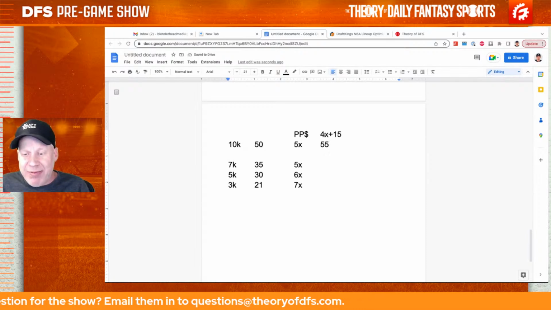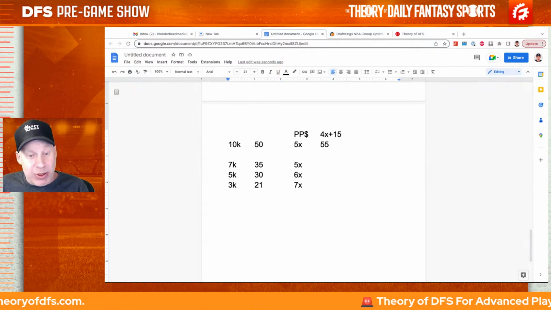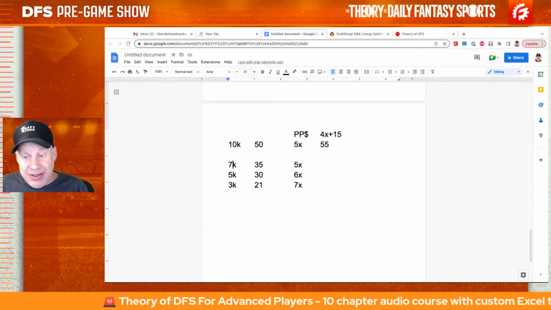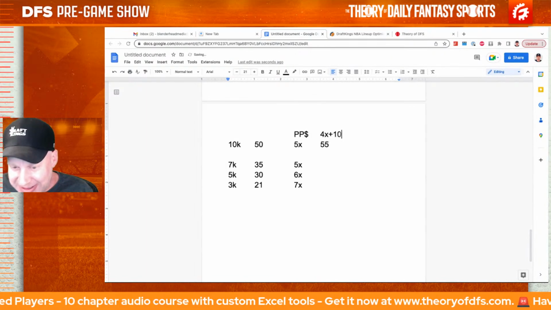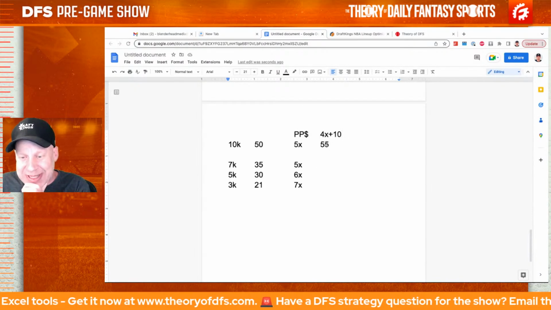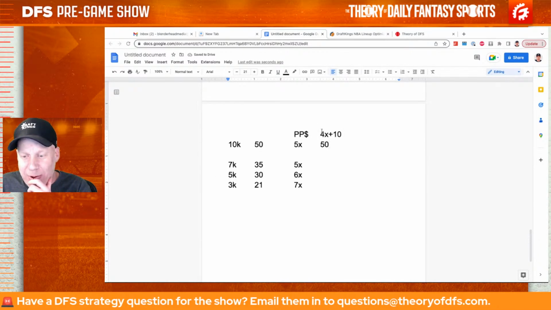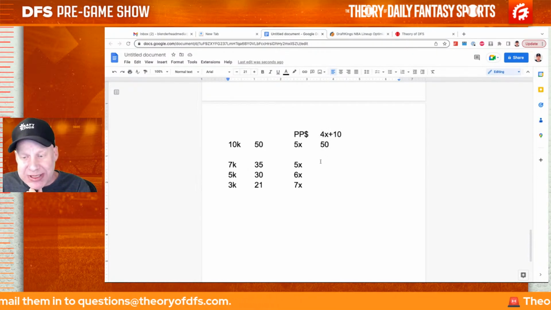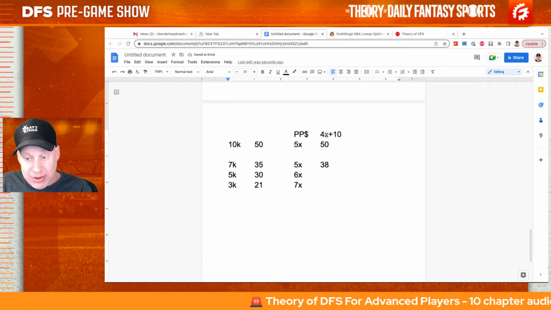Okay, so now if we do 4x plus 15 for the 7K player, what's 4x? 4 times 7 is 28, plus 15. Maybe we made this too high. Let's do 4x plus 10, only so I can show at least some positive values. So 4x plus 10 for the 10K player would be 50. For 7K, 7 times 4 is 28, plus 10 is 38. This would be the expectation at 4x plus 10.